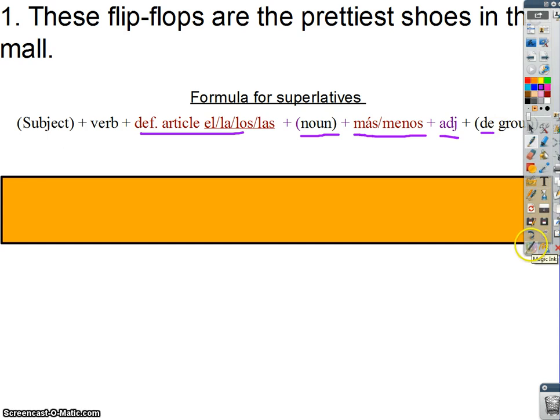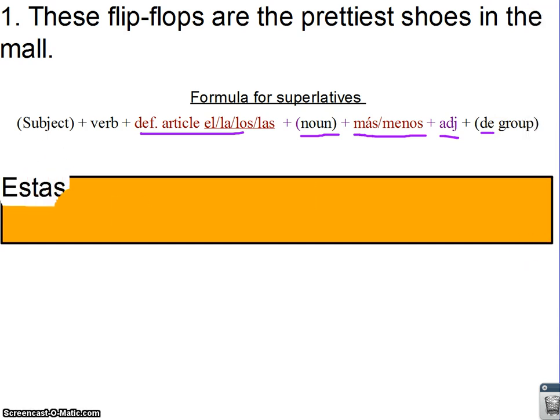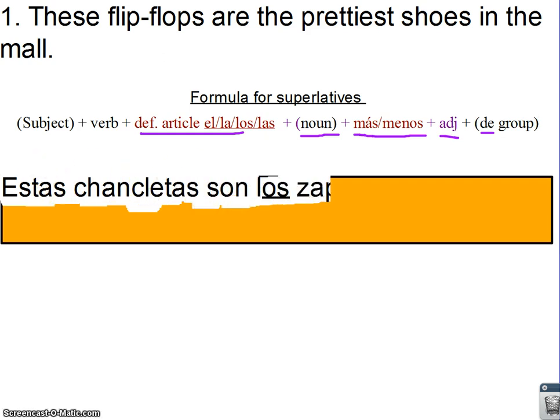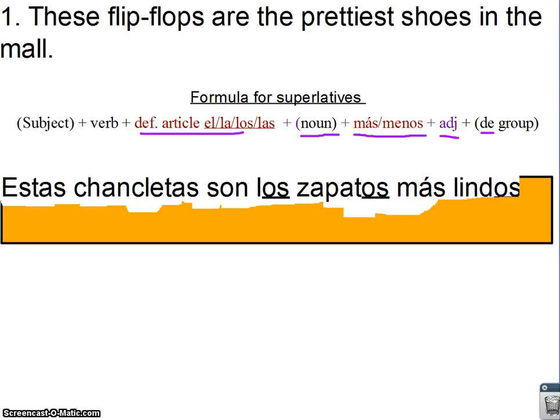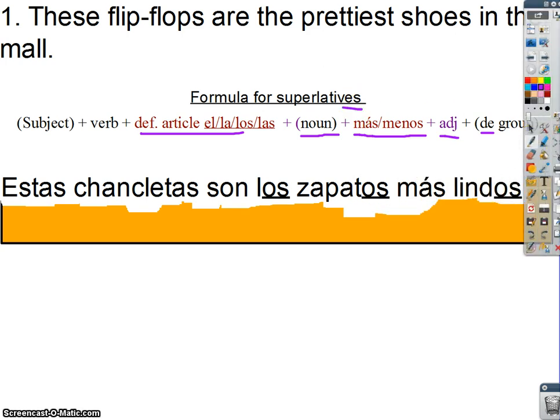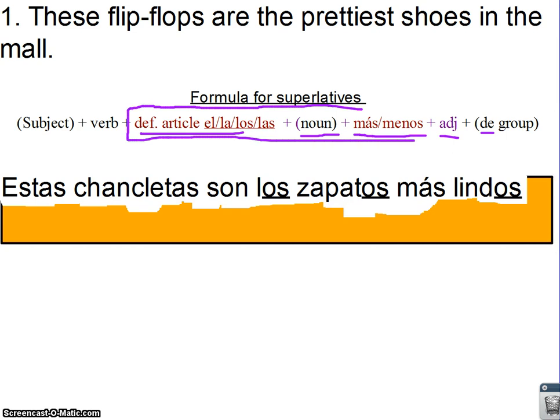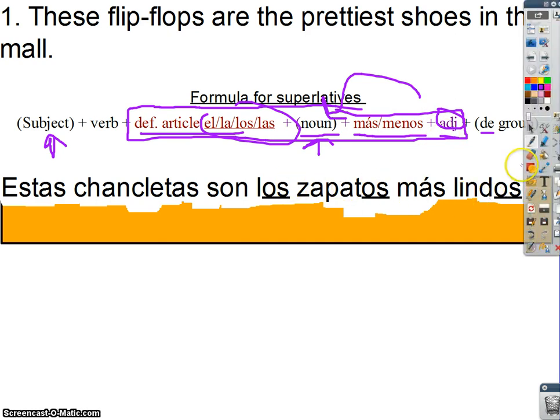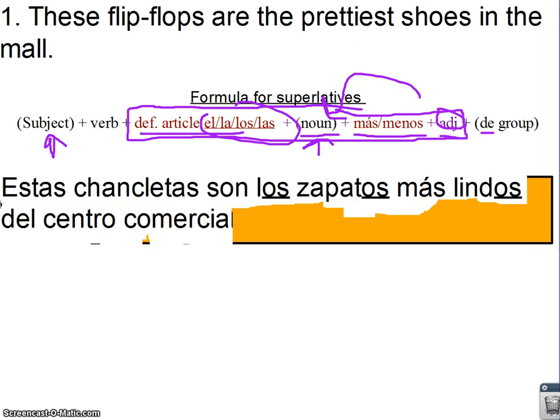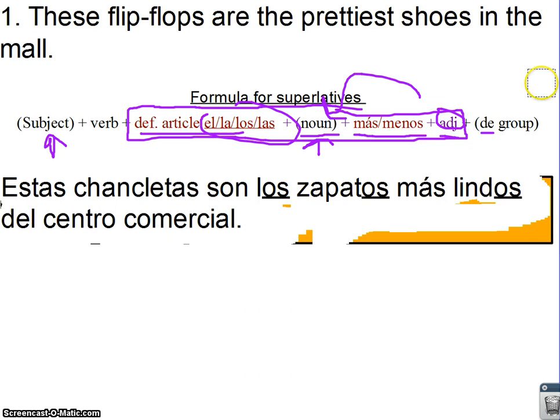Therefore, and again, pause if you would like to, but here we get estas chancletas. This and these have T's, it has to match. Son los zapatos más lindos. We put a box around this information in our notes because if there is a noun right here whose gender differs from the original subject, the article and the adjective have to match this noun. So that's why it's los zapatos más lindos, even though we're talking about flip-flops. Del, because de plus el, centro comercial. That's your sentence.